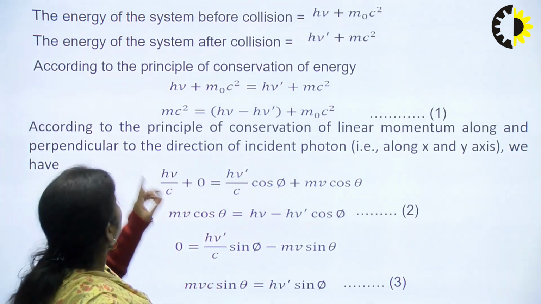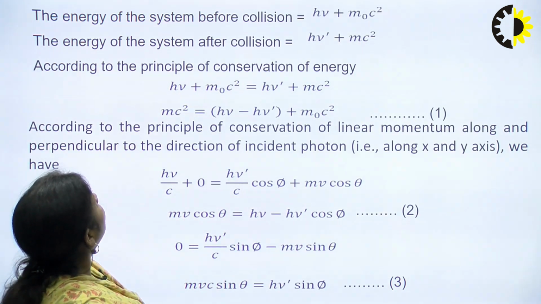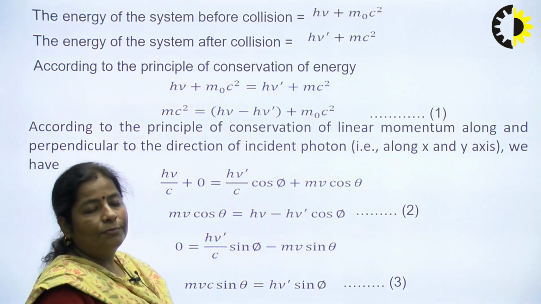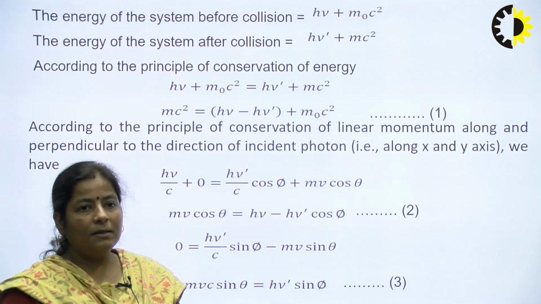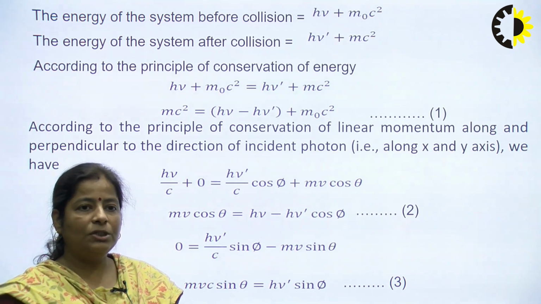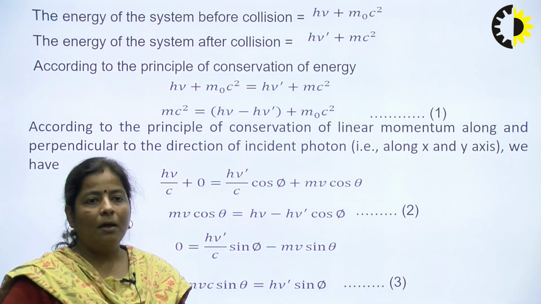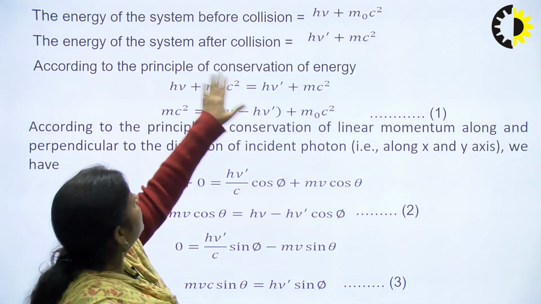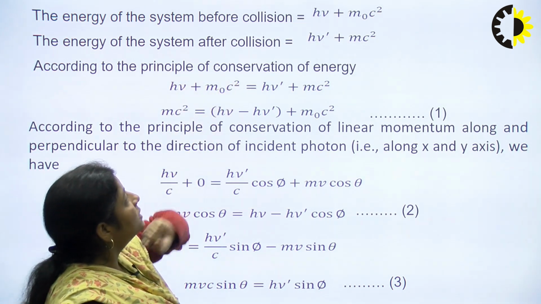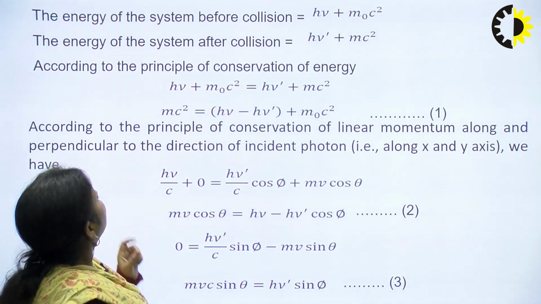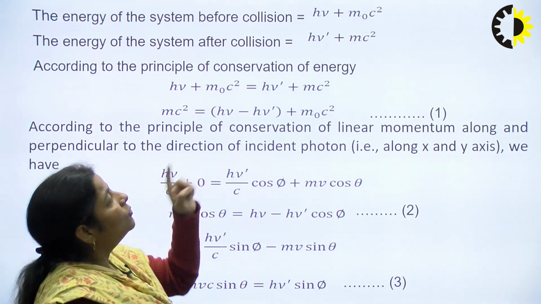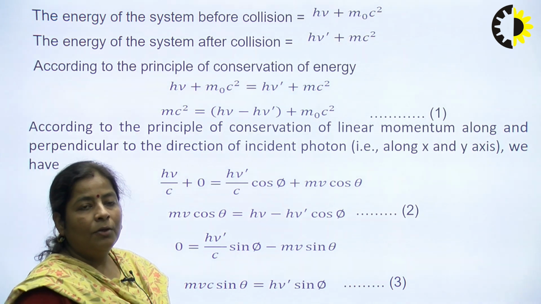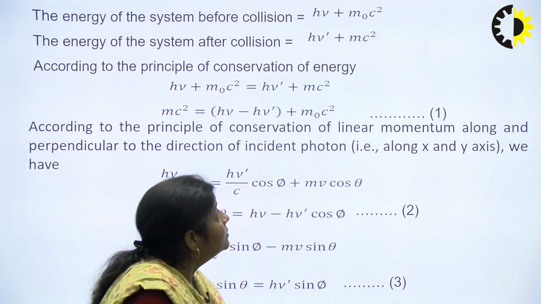Looking at this part now, it uses the energy conservation law, which says that the energy before the collision must be equal to the energy after the collision. So the energy before collision and the energy after collision have been calculated. We can see that the energy before collision comes out to be h nu plus m naught c square. So, how is it written?